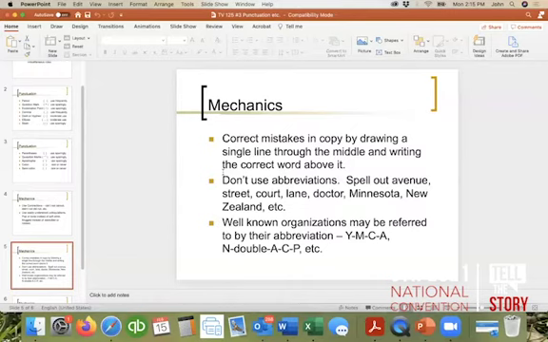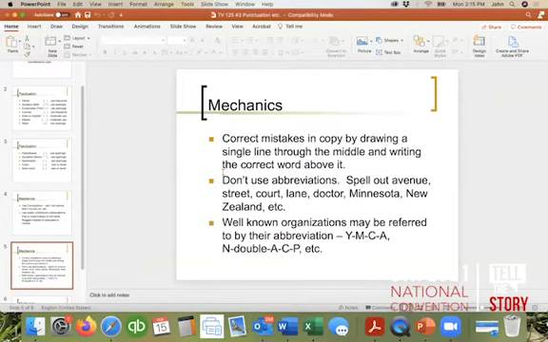This goes back to the old school days of correcting mistakes in copy by drawing a single line through it, writing the correct word above it. Can you tell this goes back to paper stuff? But nowadays you can make your corrections, but if you're doing it on the fly and you've got a paper script and there's a correction, the best way to do it, cross out that word, write the correct thing on top, especially if you're just working off paper scripts.